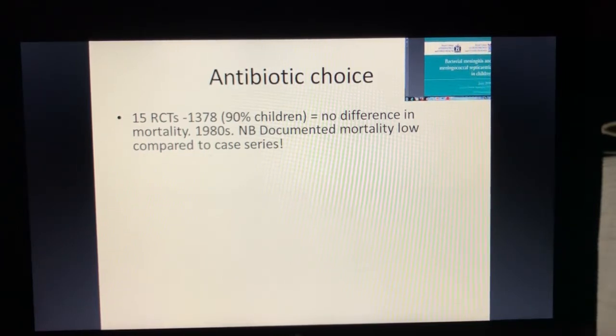Hence, they weren't able to show any difference. But also that means that we need to perhaps be aware of this and not rely blindly on the antibiotic regimes that we have.